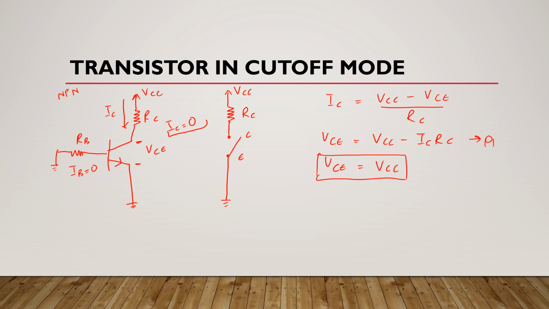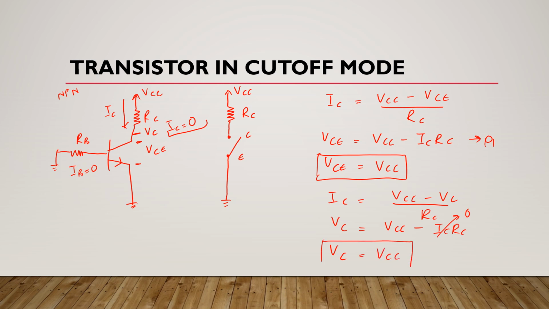Again, if we talk about nodal voltage at collector VC, then the equation of collector current is VCC minus VC divided by RC, and if we rearrange this equation, we get VC is equal to VCC minus IC RC. We know that this IC is 0, it means here VC is equal to VCC. So this is the condition of transistor in cutoff mode.